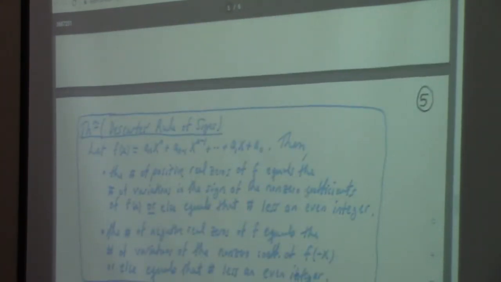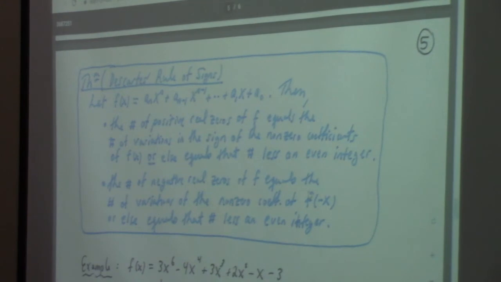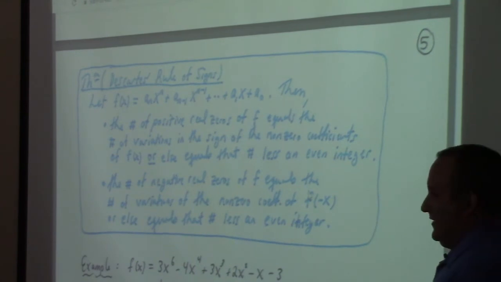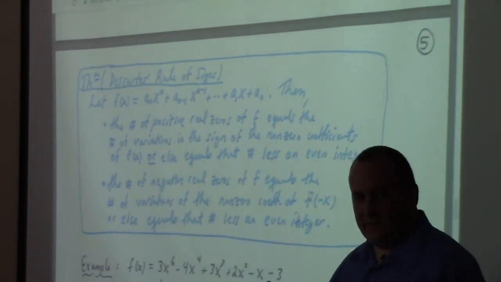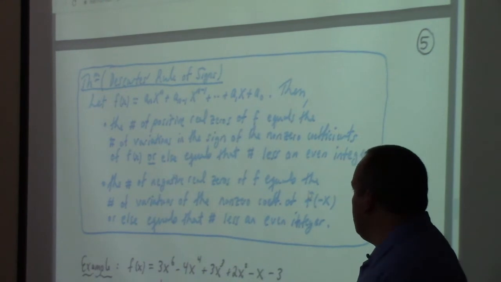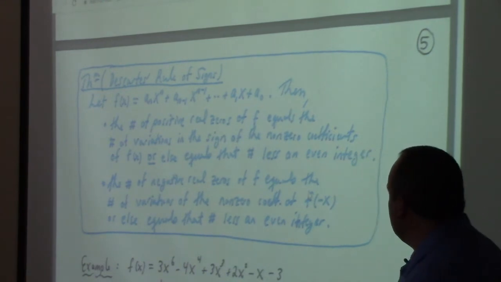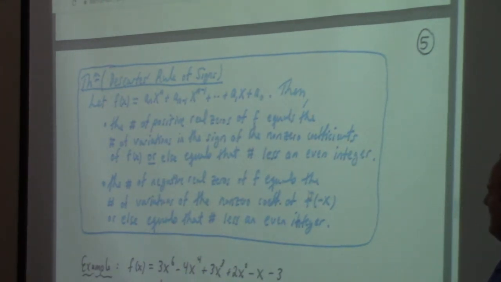Next up, and I'll mention this ever so briefly. I don't really expect you to, this would not be on the test, all right? I might have a homework problem on it, but that's kind of as far as it's going to go. But I think it's worth mentioning. There's something else called Descartes' rule of signs, which is a very interesting thing. So the way it goes is this.